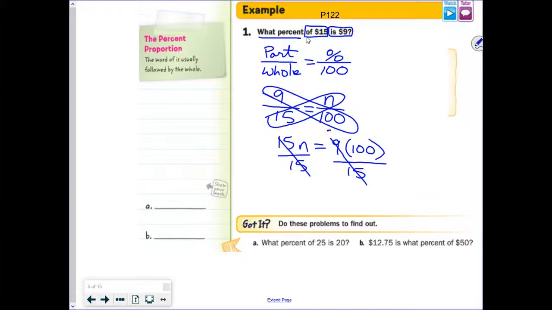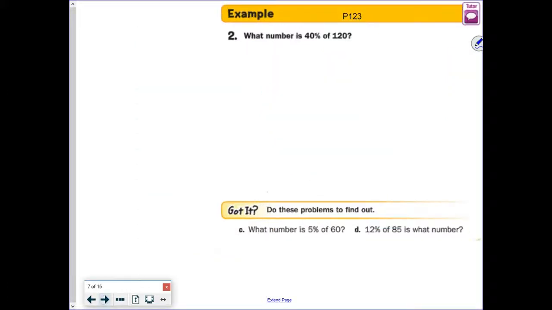3 goes into 9 3 times. 3 goes into 15 5 times. 5 goes into 100 20 times. And so what I end up with is 3 times 20, which is 60. And we were talking about money in this problem. Whoops, but we are missing the percent. So it will be 60%. Keep in mind, only when you're missing the percent do you use the percent sign. That takes you up to the first 2 letter problems. But let's go on to example number 2.